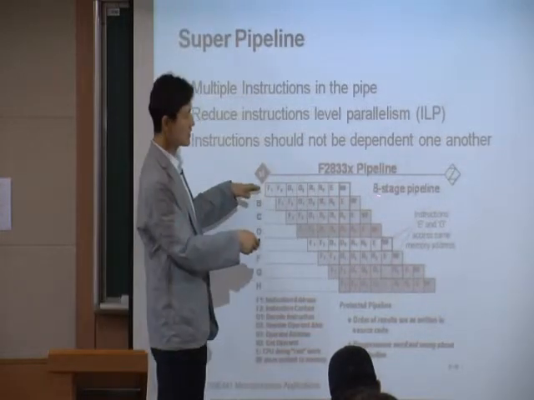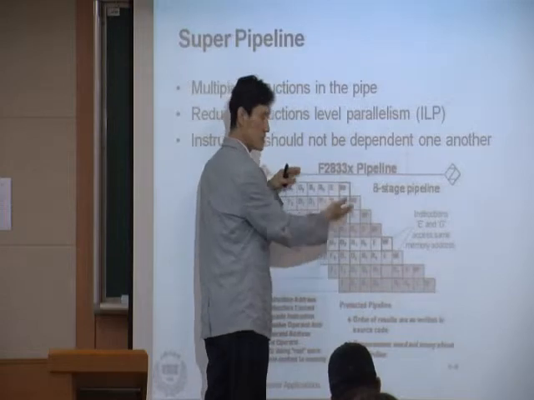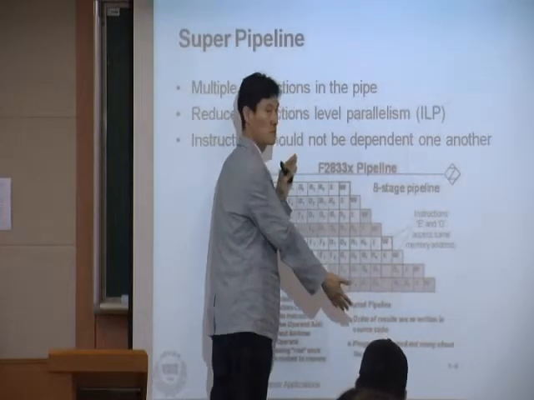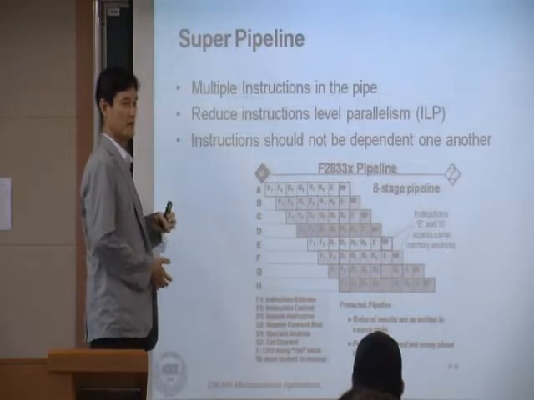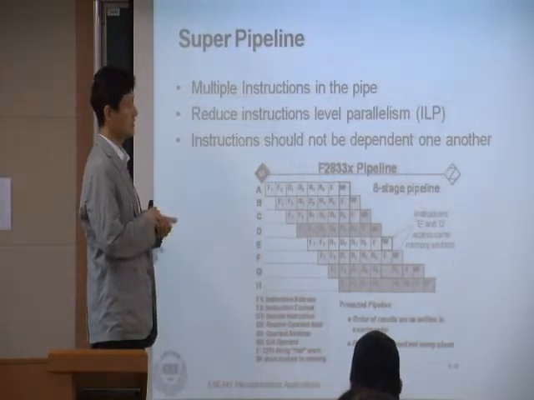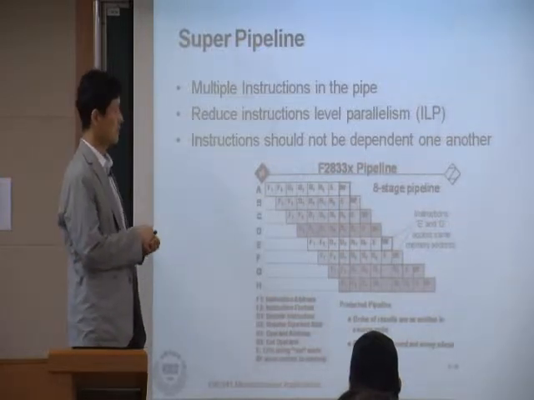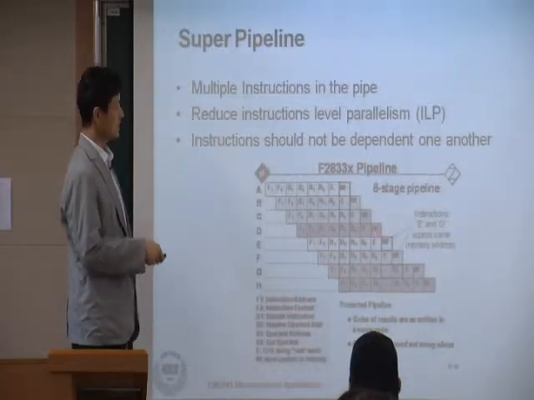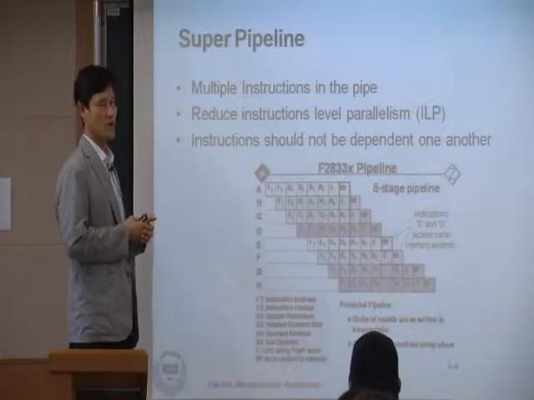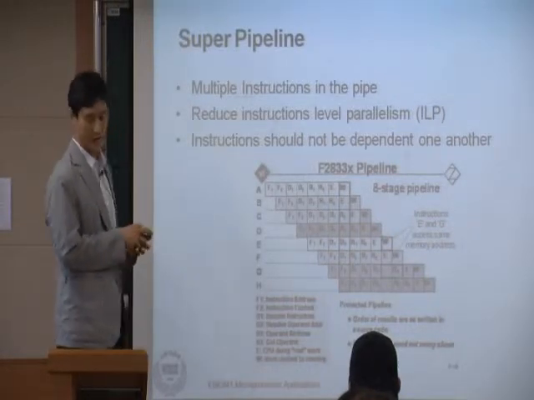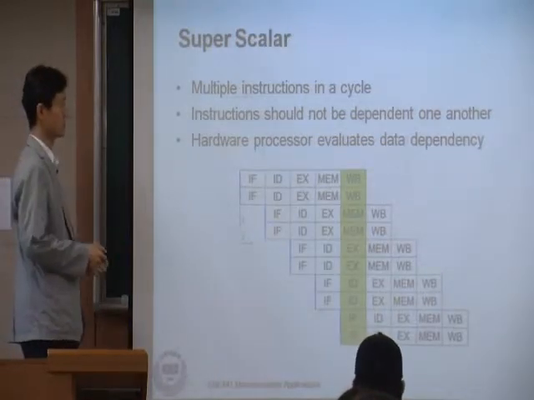But think about that. You increase the stages. Now we have 16 stages. Then all these 16 instructions should be independent. So that's a little bit tough to do, right? So that's something that you want to be careful about. Other than that, this is one of the technologies to improve the performance. For high performance, you want to increase the pipeline stages.